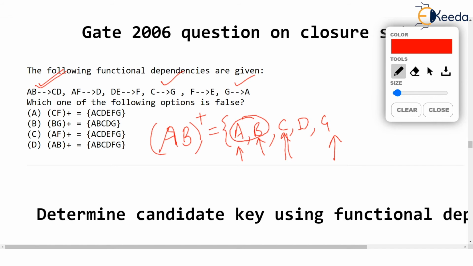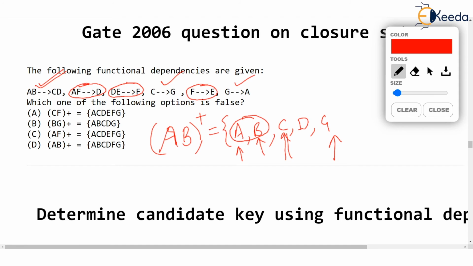Let's watch. Let's find out. Can we use this dependency which I am marking? AF derives D? No, because F isn't there. F isn't there in the closure set yet. Can we use D, E derives F? No, because D and E both are not there in the closure set. Can we use F derives E? No, because F is not there in the closure set.